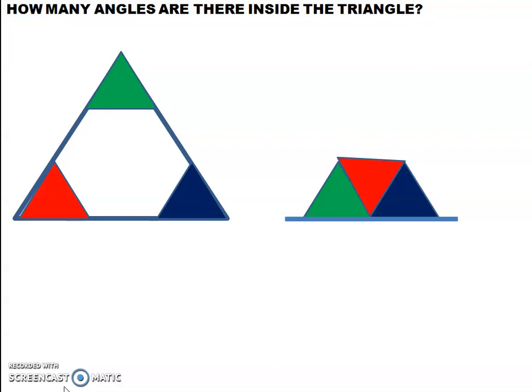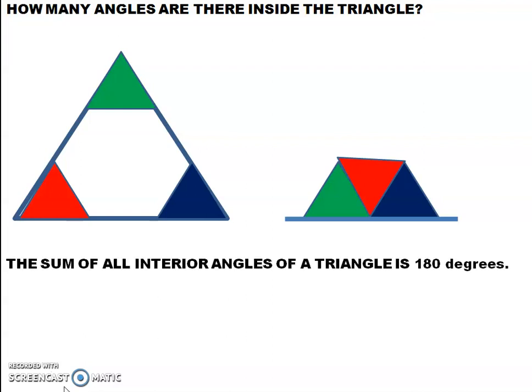Students, tell me, what is a straight angle? It is 180 degrees. So, here we proved that the sum of all angles of a triangle is 180 degrees. The sum of all interior angles of a triangle is 180 degrees. Here interior means inside, the angles inside the triangle. Okay, you want me to show it once again?